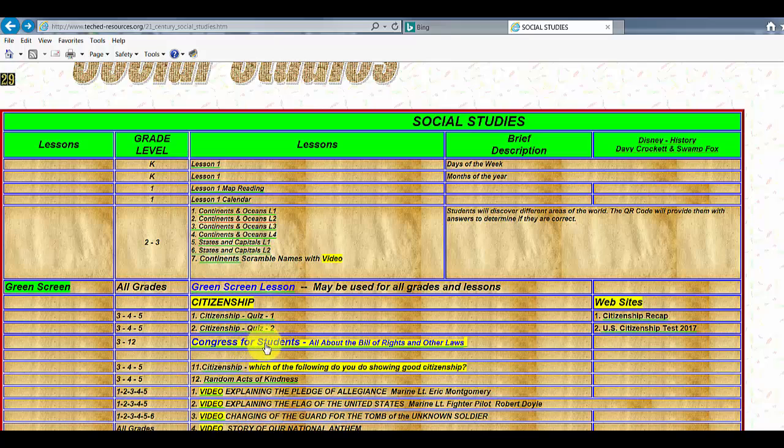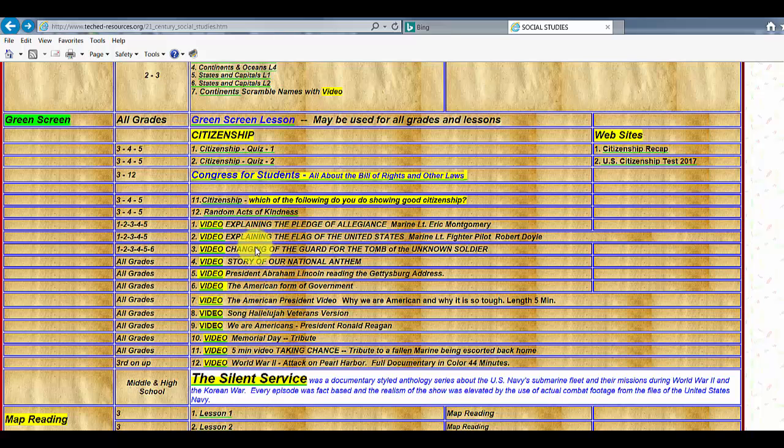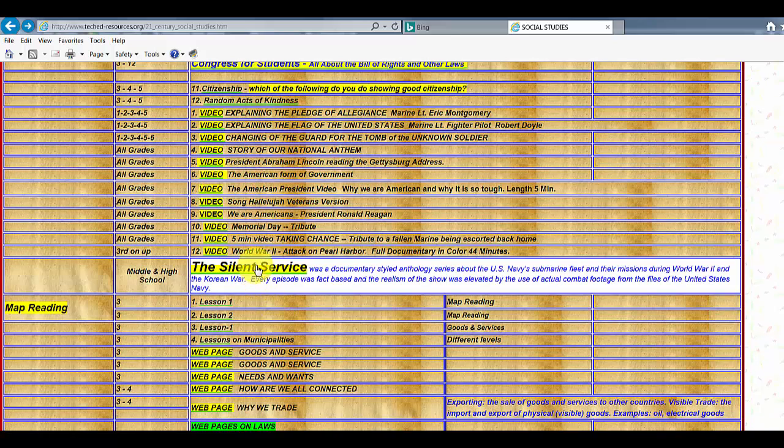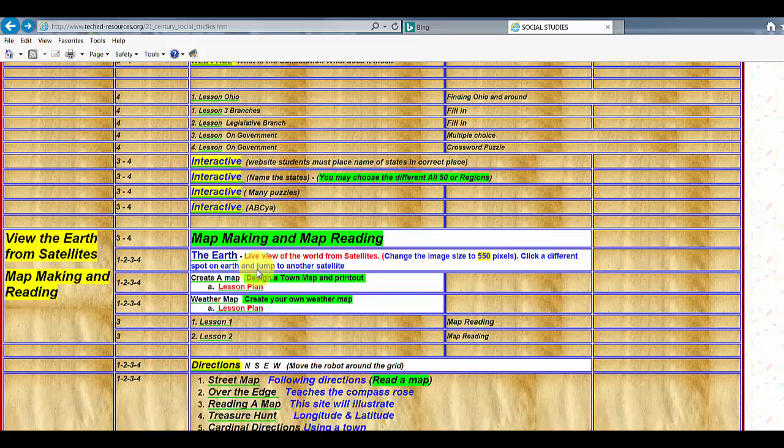Citizenship, Congress for the Students, Bill of Rights. So we explain with a lot of different things here. A lot of different videos: the National Anthem, Memorial Day tribute, Taking Chance. This is a good movie, a tribute to a fallen Marine. Silent Service, World War II submarine stories. And there's about 70 of them. And you scroll down, we've got all kinds of neat things. Reading maps. Look at this one.